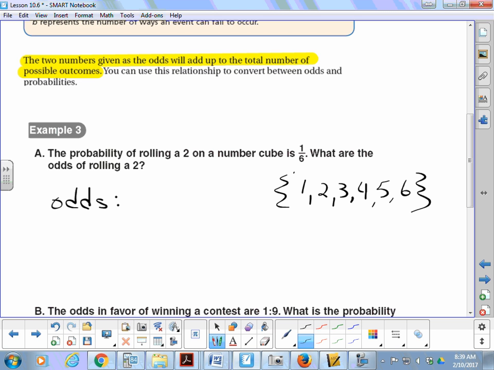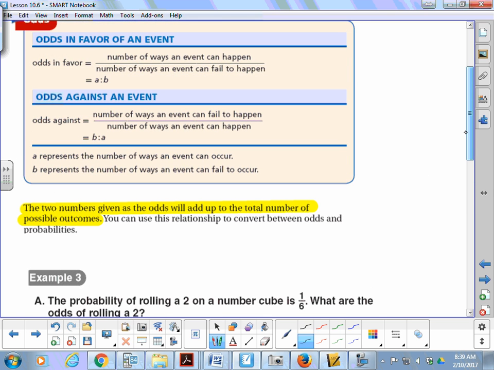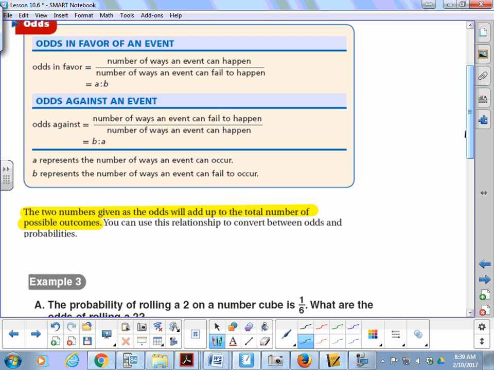So the odds are 1 to 5. Now, odds can be written a couple of different ways. We can still write it as a fraction, or with odds, you can write it with a colon, 1 to 5. That's not a semicolon, that's a colon. All right, so we've got 1 in favor, 5 not in favor. So as a fraction, 1/5, or using a colon, 1 to 5.